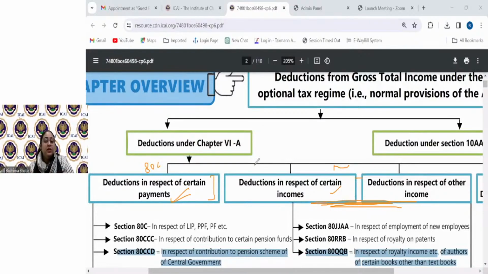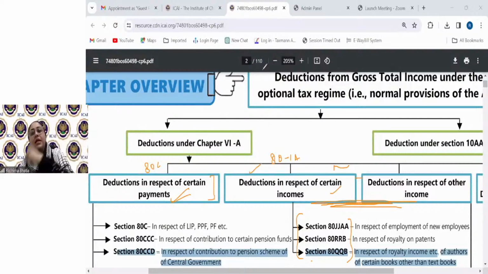These sections start from section 80IA and onwards, but most of them are covered at your final level. Here we are only covering these three types of deductions. Off and on, again and again, I will be repeating the same things. You will get it slowly in your head. Don't worry about it. So it will either be payment based or income based. First, today we'll start with payment based.